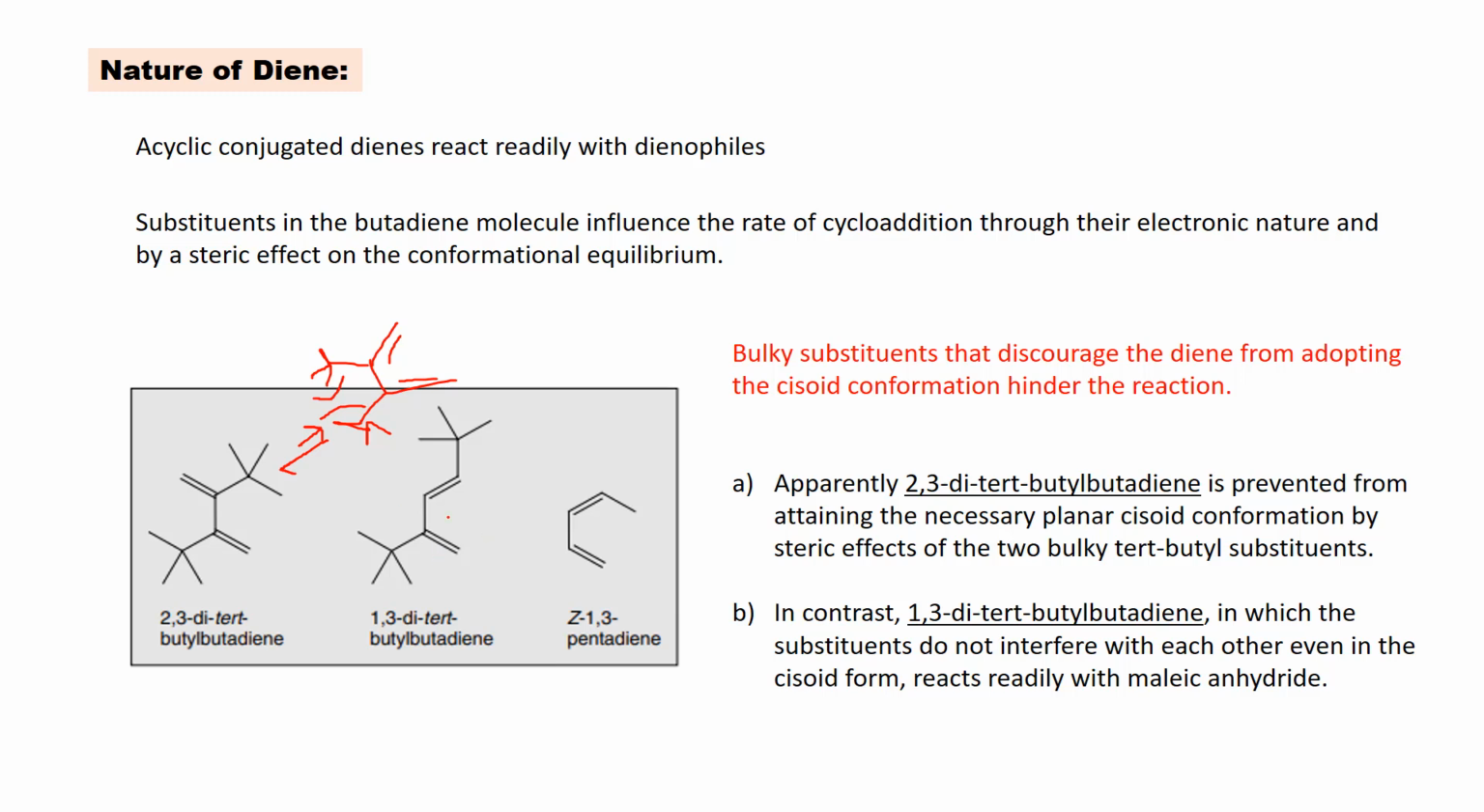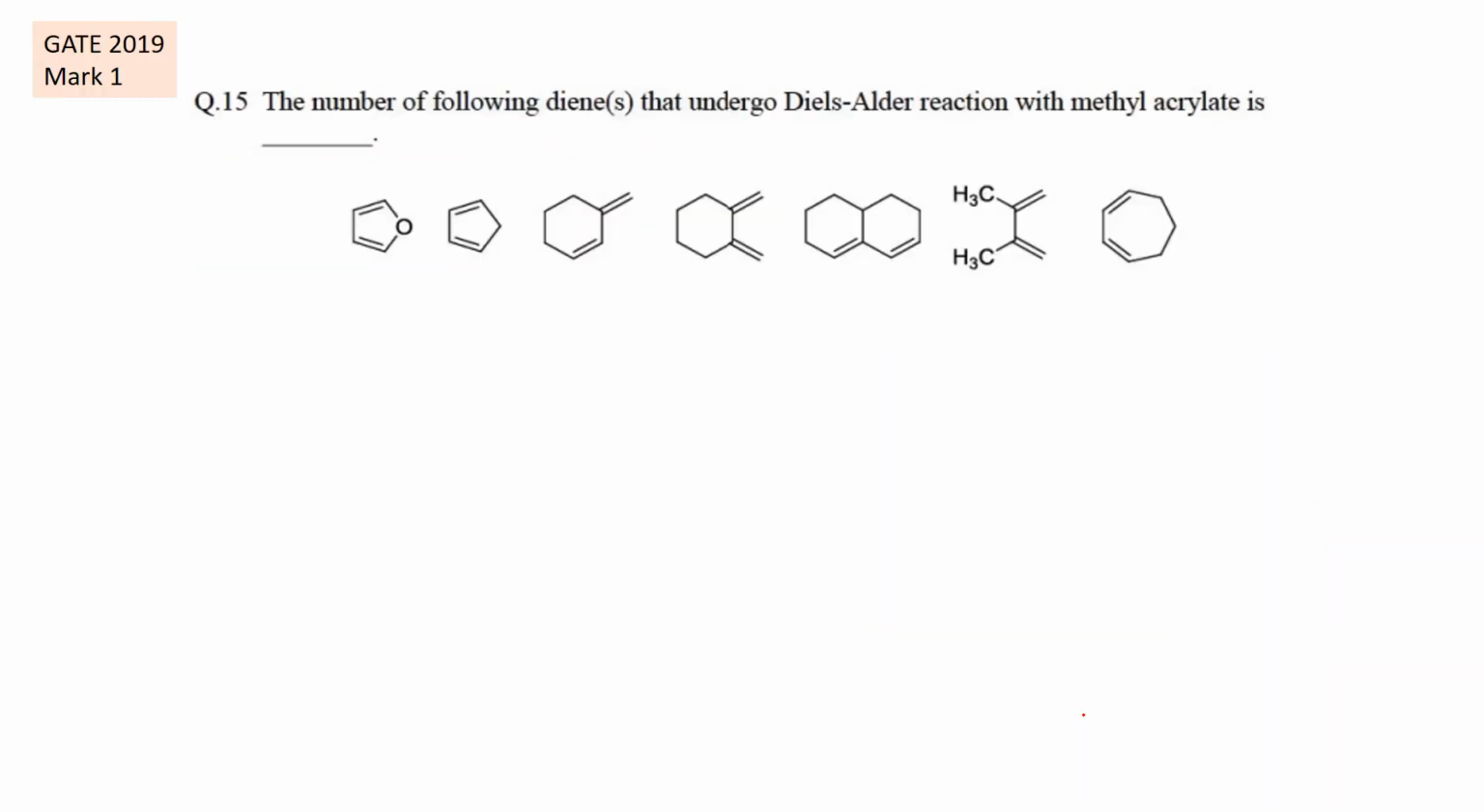Whereas in this case, there is a steric hindrance, but it is quite less. In this case also, this appears as a cis form. So apparently 2,3-di-tert-butylbutadiene is prevented from attaining the necessary planar cisoid conformation, because of the high steric interaction. In contrast, in 1,3-di-tert-butylbutadiene there is no such steric interaction, so it can get the cisoid conformation and readily react with maleic anhydride to give our Diels-Alder adduct.